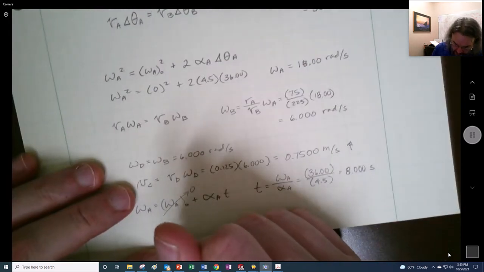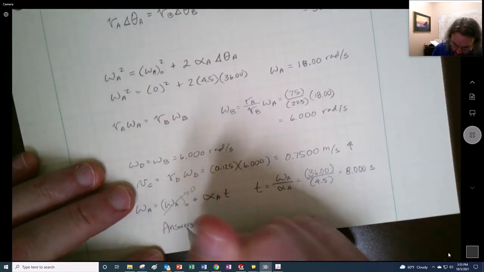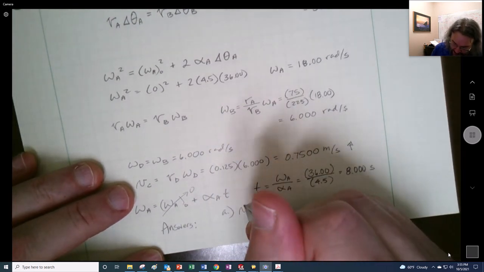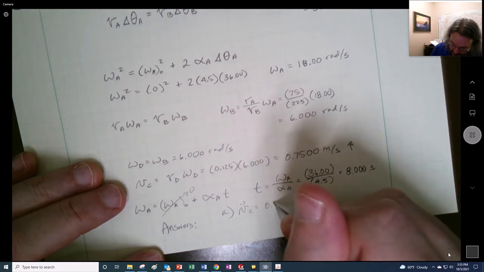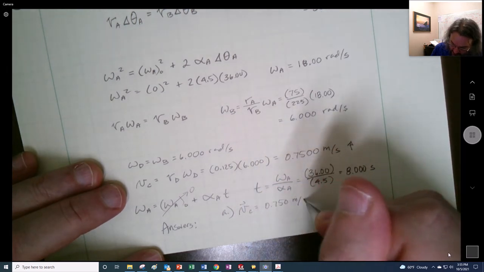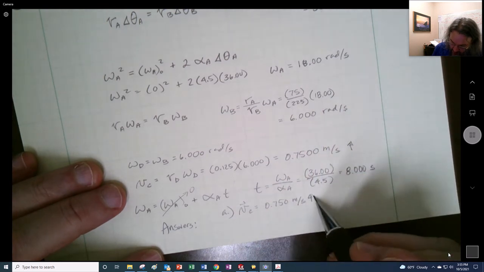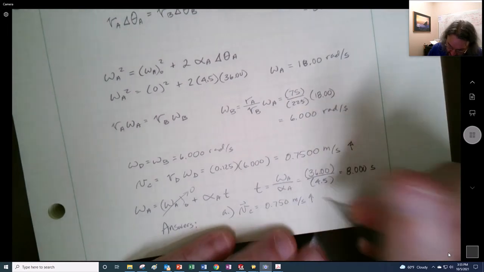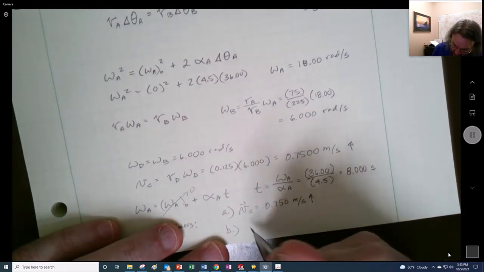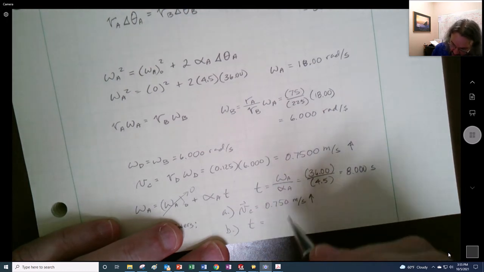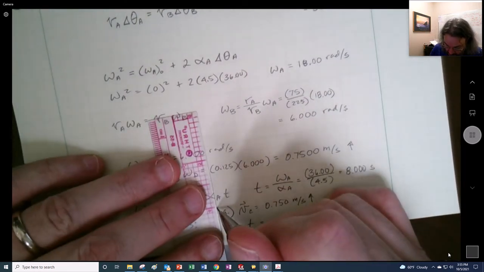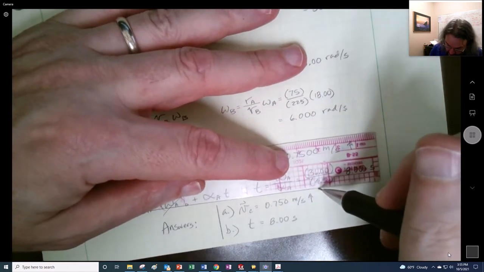So here are the answers. A is the velocity of C, 0.750 meters per second, with magnitude and direction, upward, and therefore it is a velocity. And B is t equal to 8.00 seconds. And let's put a nice little box around these so we can comply with my requirements.